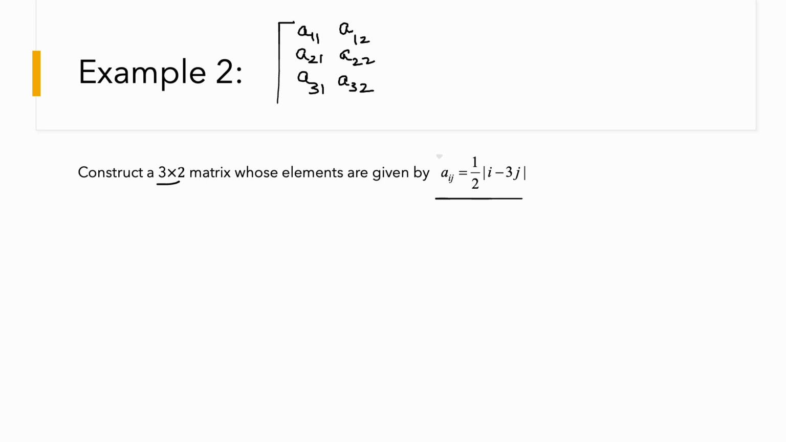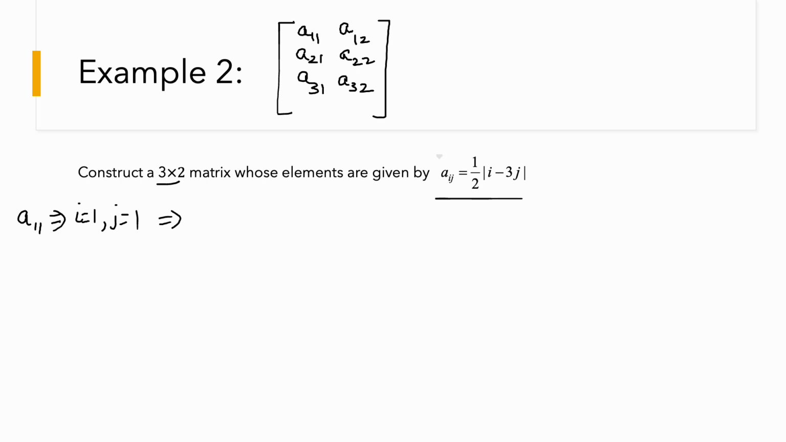So these are going to be the elements of this matrix: a11, a12, a21, a22, a31, a32, right? Now if I have to find the elements, I have to use this particular formula a_ij, where ij would take the values 11, 12, 21, 22, 31 and 32. So let's begin with a11. For a11, i is 1 and j is 1.